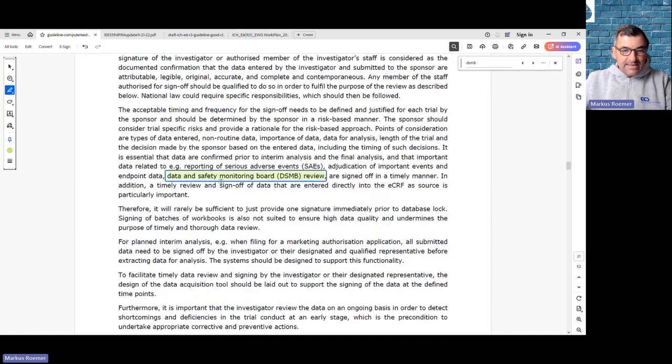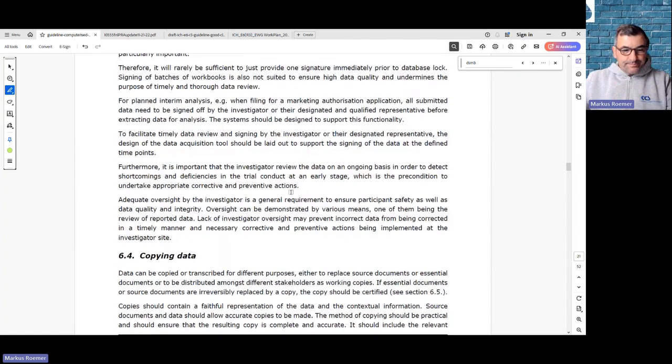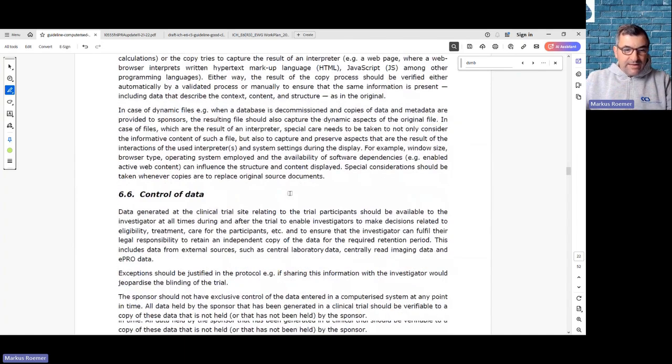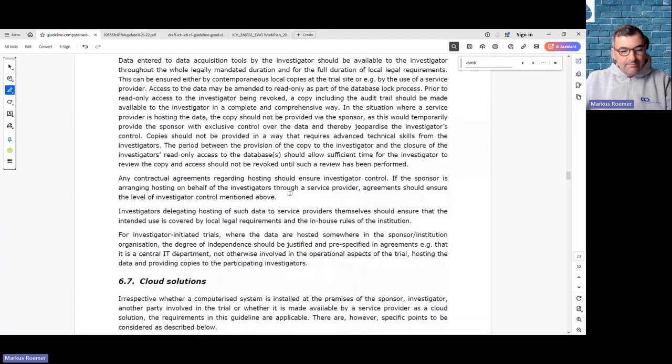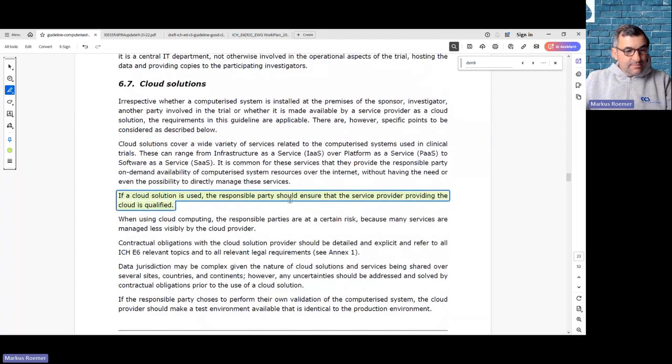Then we have here that the data safety monitoring board should do the review. That's basically the one and only link to monitoring. I would strengthen that a little bit. Then certified copies, control of data, cloud solutions. If a cloud solution is used, the responsible party should ensure that the server provider providing the cloud is qualified.